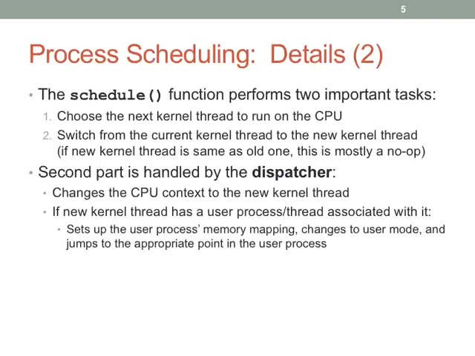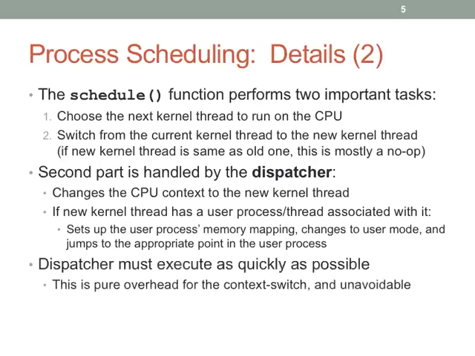It's handled by the dispatcher. The dispatcher is responsible for restoring the new kernel thread's CPU context. If the new kernel thread has a user process or user thread associated with it, then we need to go ahead and restore the user configuration so that it looks like the process should when we get back to the process's execution. So we want the dispatcher to execute as quickly as possible. We are not allowed to waste cycles here, because this is an unavoidable step and it is only overhead. So we don't do any thinking, we only do.